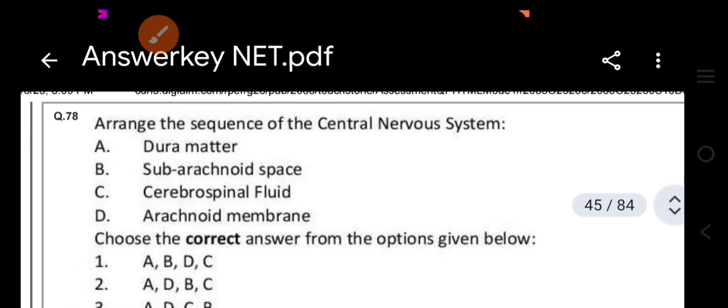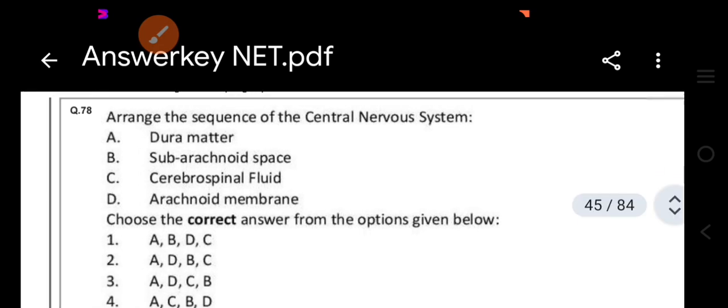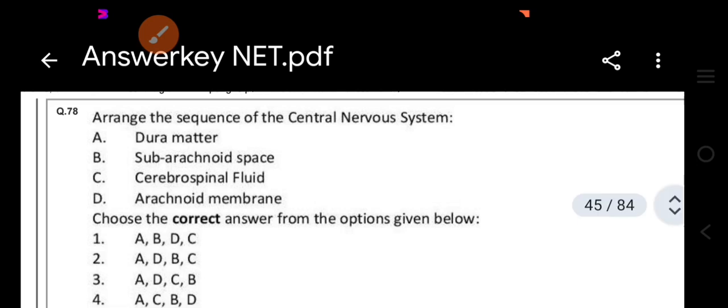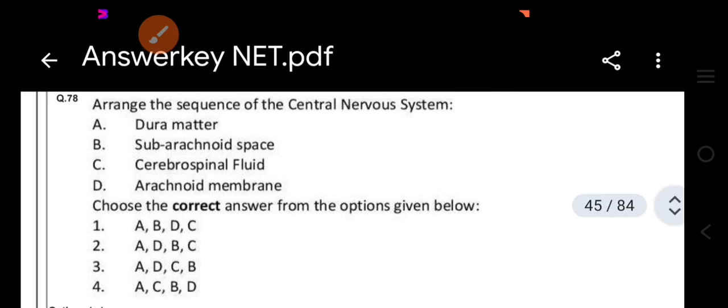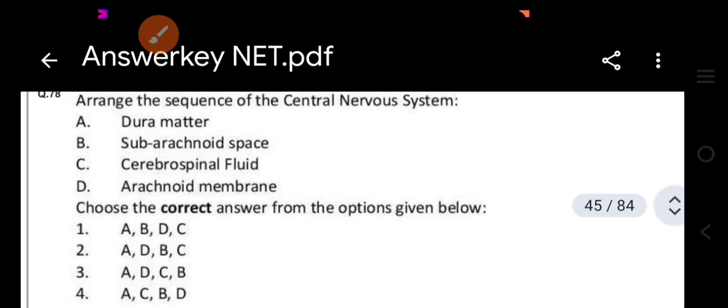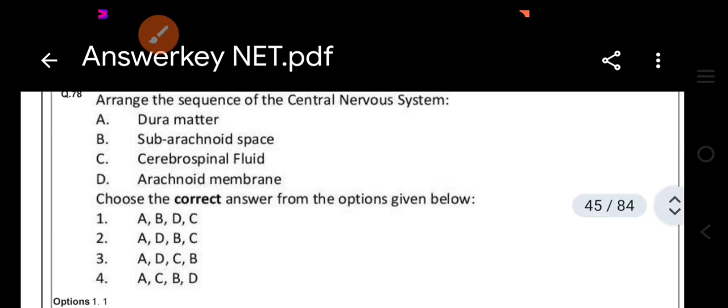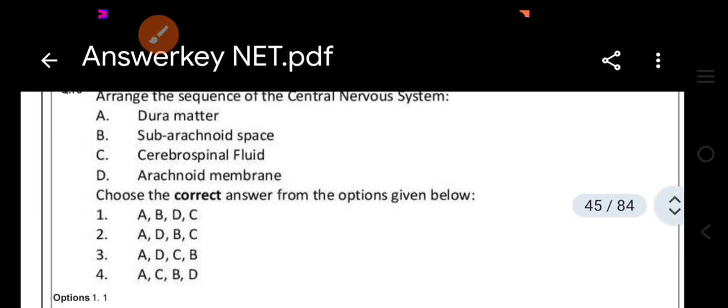Now question 78: arrange the sequence of the central nervous system. There are some important parts which are very important for behavioral understanding. Here we have dura mater, subarachnoid space, cerebrospinal fluid, arachnoid membrane. We need to arrange the most correct sequence of the central nervous system. Option 3 is the right one. Why is 3 the right one? We will go one by one.